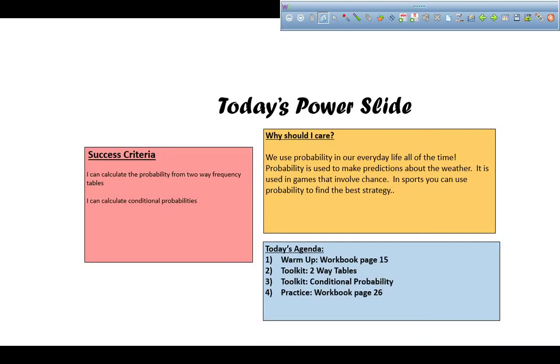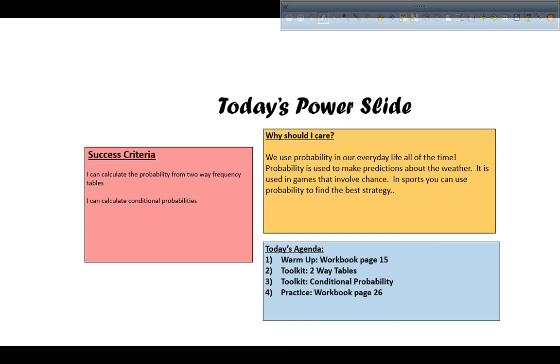How many of your parents ever said something like, you can go out with your friends this weekend under one condition? Have you heard that? I feel like every parent has said the under one condition. So conditional probability sets the condition. You gotta clean your room first, and then you can do the other thing, right?